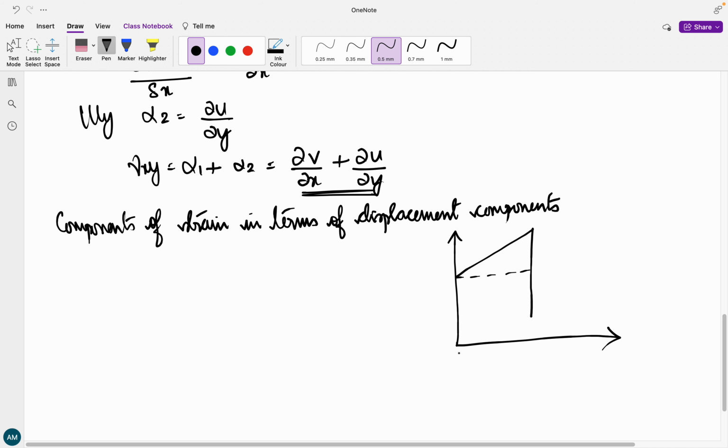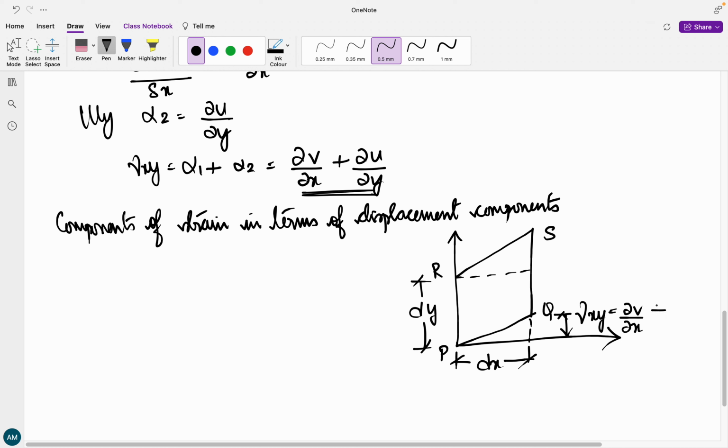It's nothing but a strain. So let us call this PQRS. The length of PR is dy. The length of PQ is dx, and this is going to be our shearing strain, gamma xy, which is dou v by dou x plus dou u by dou y.